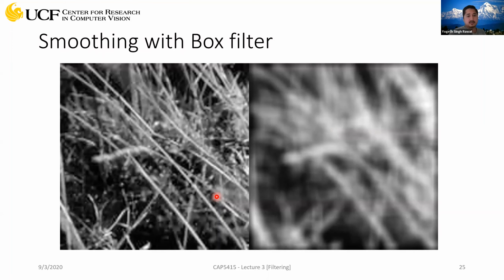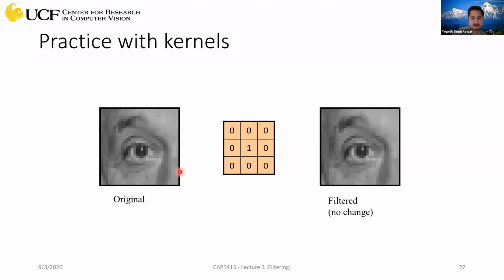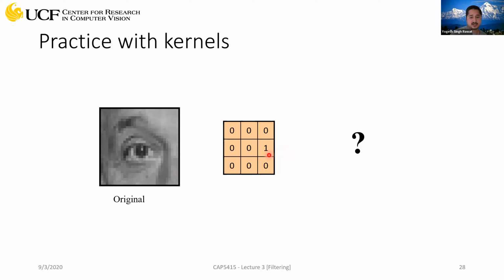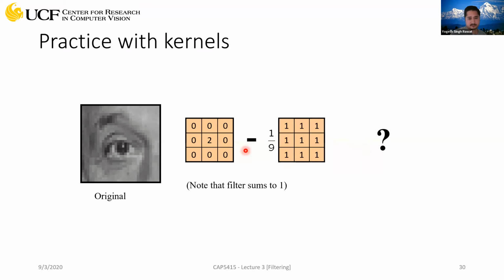We covered this, but let's try this again. We have this value at the center. It's not going to change anything. If it's on the right, we know that we are copying our value from this location to this location, so you are going to shift the image to the left. Earlier we saw how we can shift the image to the right.